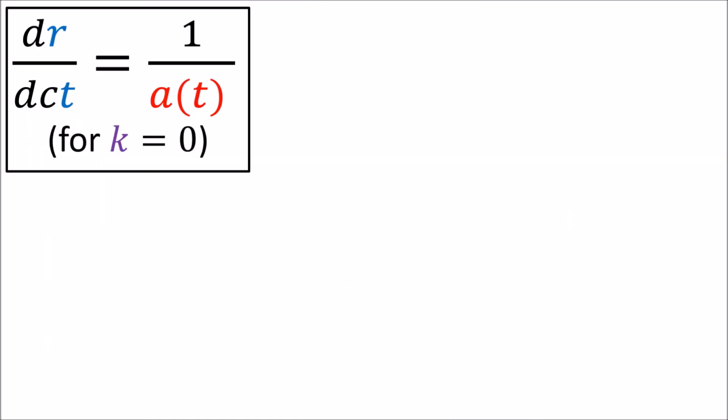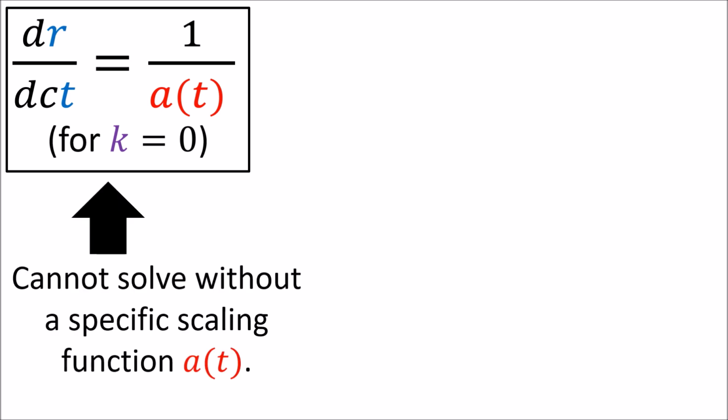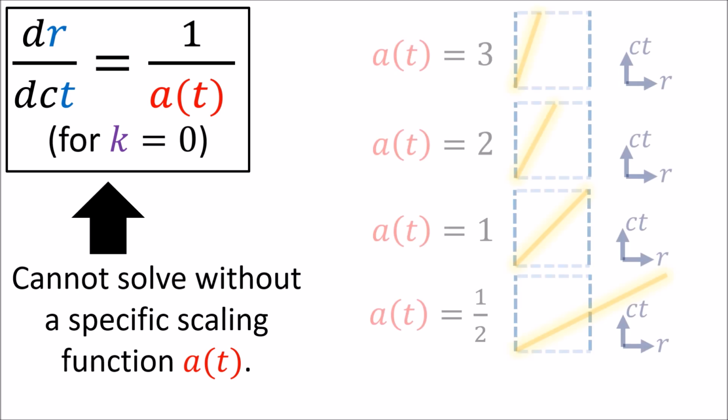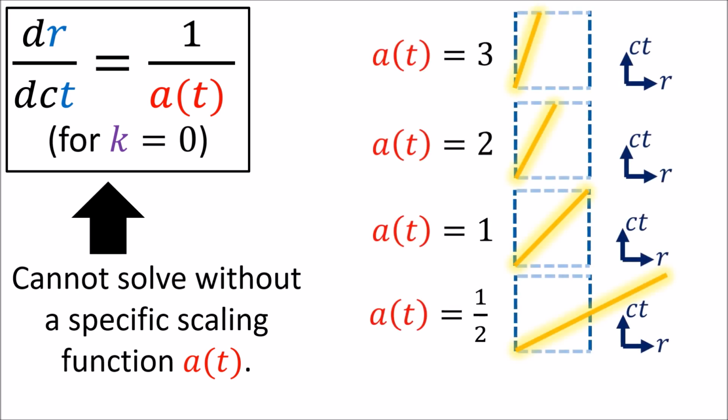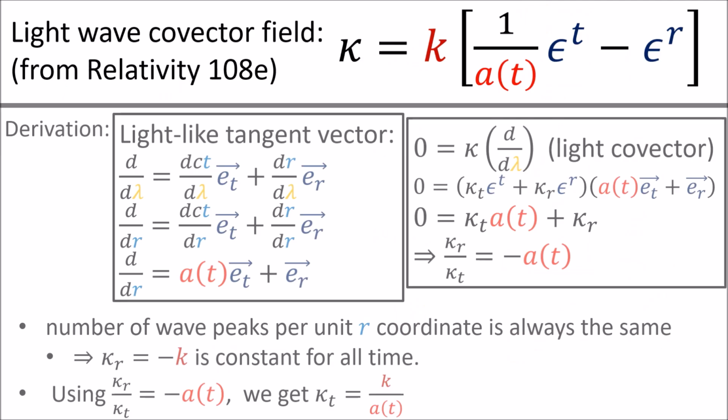Now, without a specific scaling function a of t, we cannot solve this differential equation. The best we can do is to look at these slope diagrams. However, if you recall the concept of a light wave covector field, which we used to draw light waves in Schwarzschild spacetime in Relativity 108e, we can write out the form of the light wave covector field in FLRW spacetime like this.